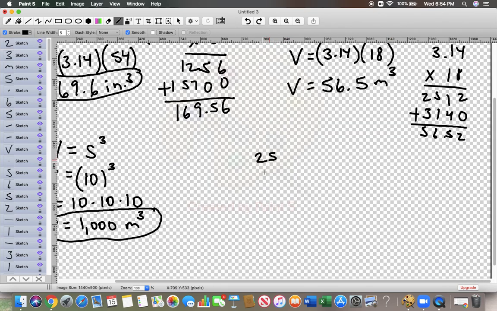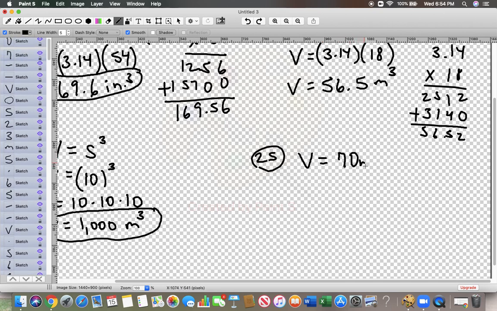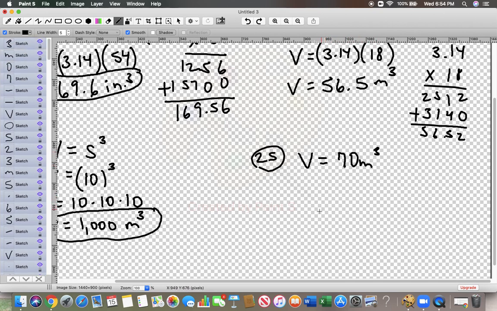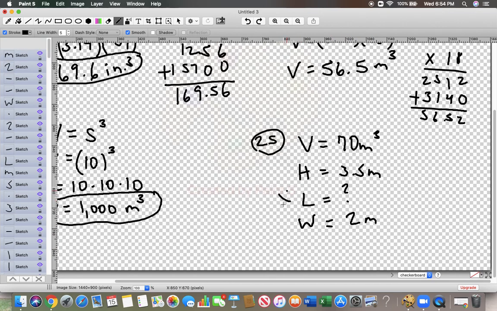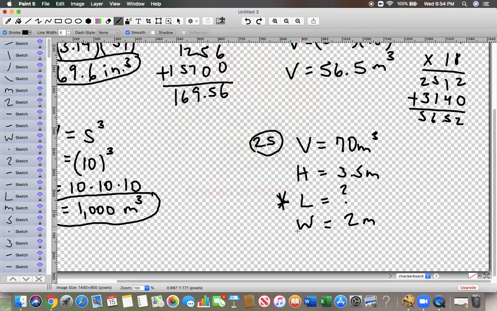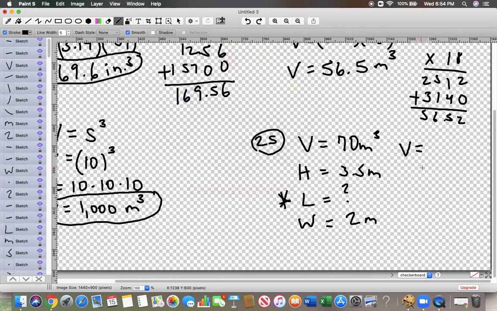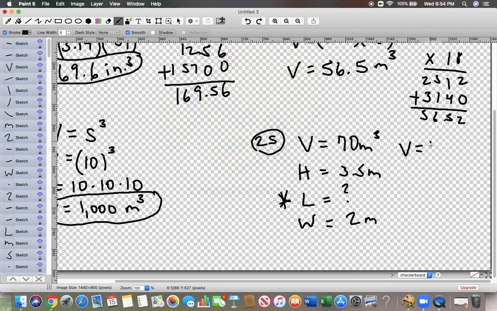Number 25. Find the unknown measurement of the rectangular prism. This time it gives us the volume of 70 cubic meters, and it tells us that the height is 3.5 meters. We don't know what the length is. And let's see, the width, though, is 2 meters. So we're trying to find what is the missing length here. So let's plug in what we do know. Our formula for a rectangular prism is V is equal to length times width times height.